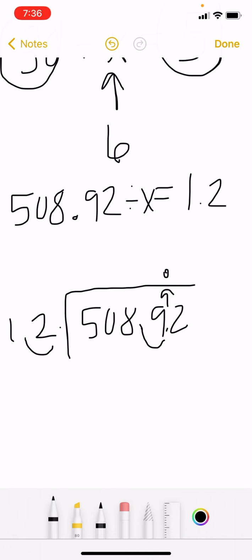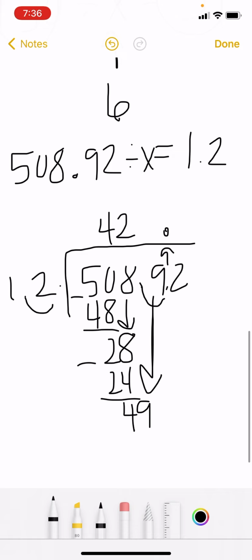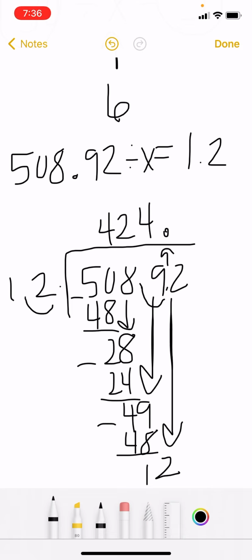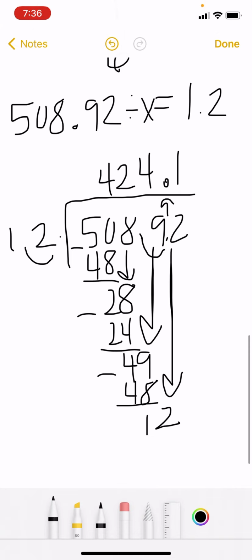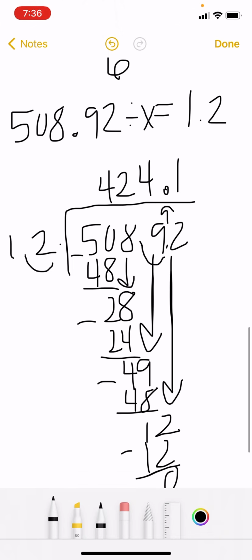Now we divide. 12 goes into 50 4 times. That's 48. Subtract and get 2. Bring down the 8. 12 goes into 28 2 times. That's 24. Subtract, we get 4. Bring down the 9. 12 goes into 49 4 times. That's 48. Subtract and get 1. Bring down your last number in line, 12. 12 goes into 12 one time, which is 12. I have nothing left and no remainder. That means my missing divisor is 424.1.